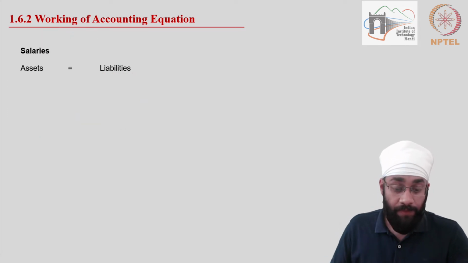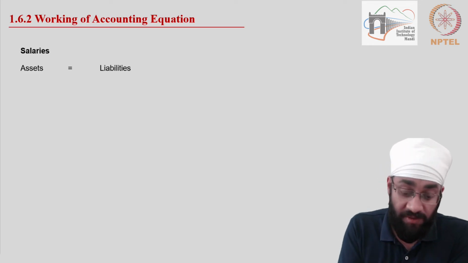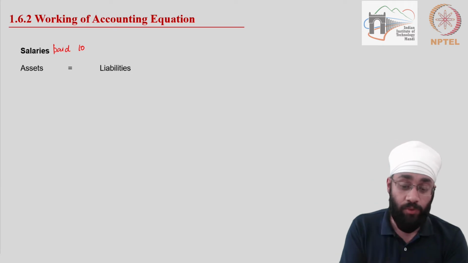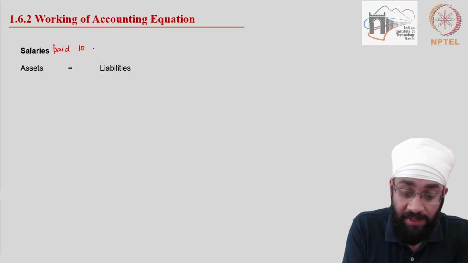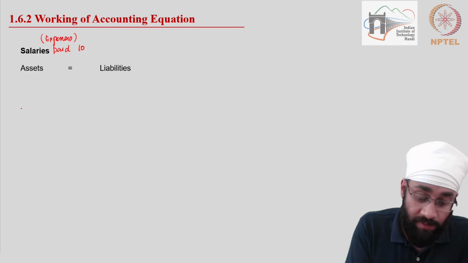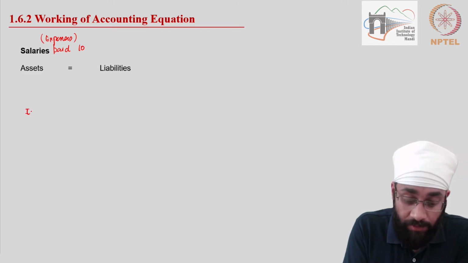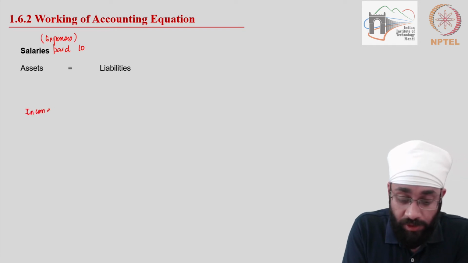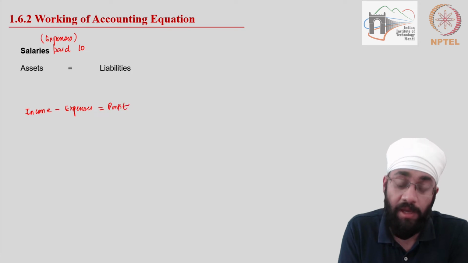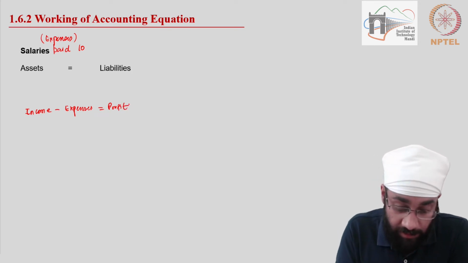Let's look at another item. This is salaries. You are paying salaries. Let's say salaries paid 10. What happens to the accounting equation? Now salaries paid are expenses. Expenses are not accounted for in the accounting equation. However, there is a background profit equation, income minus expenses equal to profit. This is where all the expenses are factored.